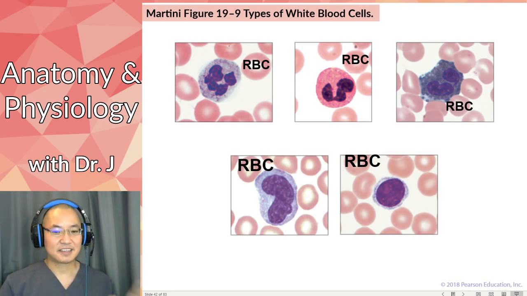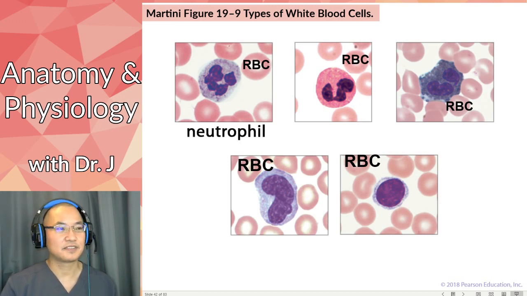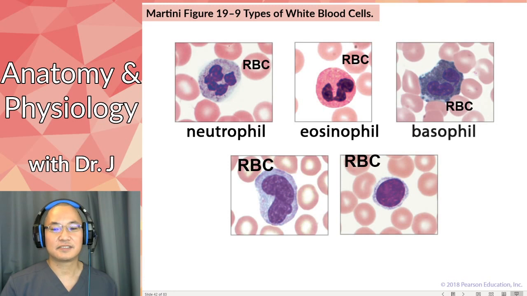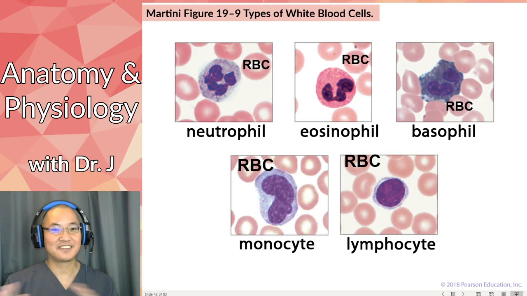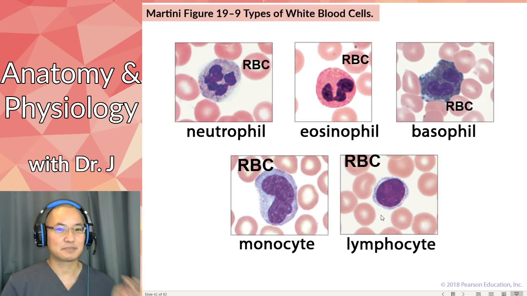Alright, so there are five main types of white blood cells, and they can be classified by how they appear. What we see are neutrophils, eosinophils, basophils, then monocytes, and then lymphocytes. Lymphocytes, don't get leukocytes and lymphocytes confused. Lymphocytes are a type of leukocyte. All of these are leukocytes, but lymphocytes is a specific type.